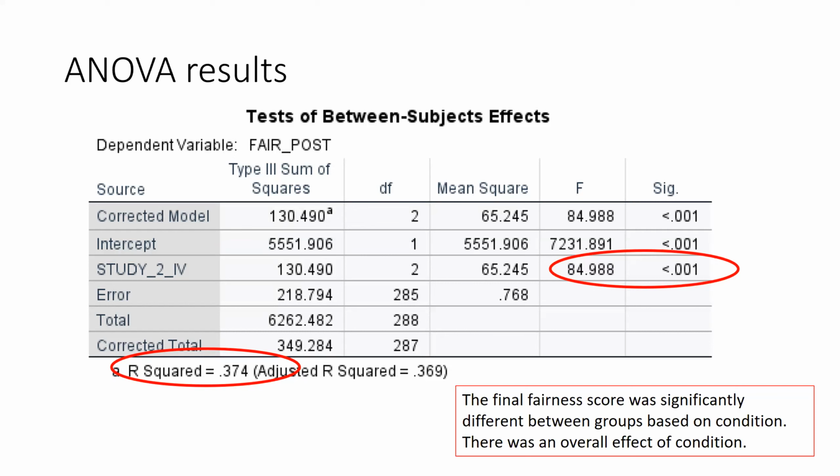The model, by the way, did have a significant test overall. That's the omnibus test, which is the test of the full model that you see on the top line. The estimate of effect size is R squared, which is 0.37. That is the estimated effect of the intervention as a proportion of variance accounted for in the fairness scores by the intervention. That's a fairly large effect. So we can interpret that as the final fairness score was significantly different between groups based on condition, or there was an overall effect of condition.